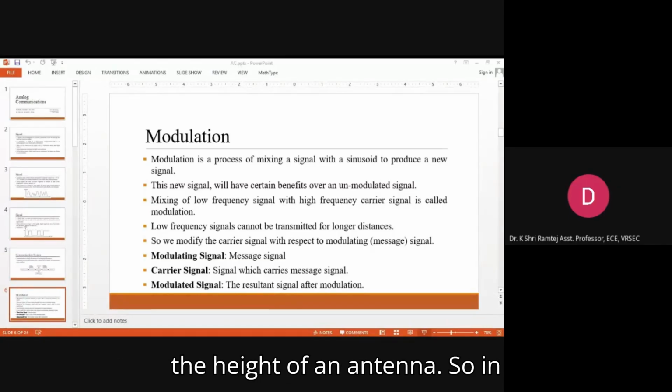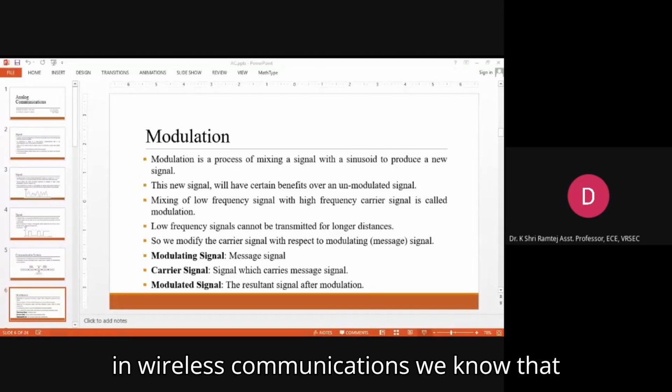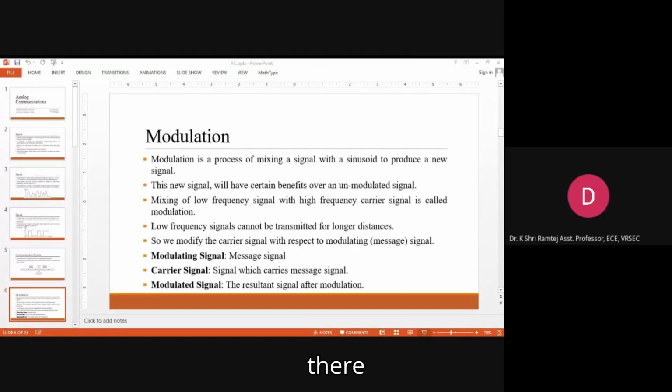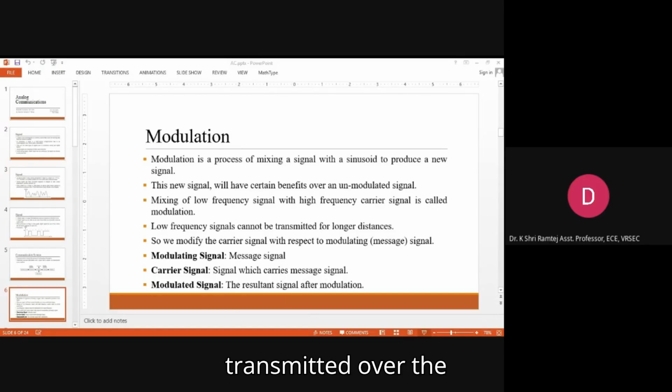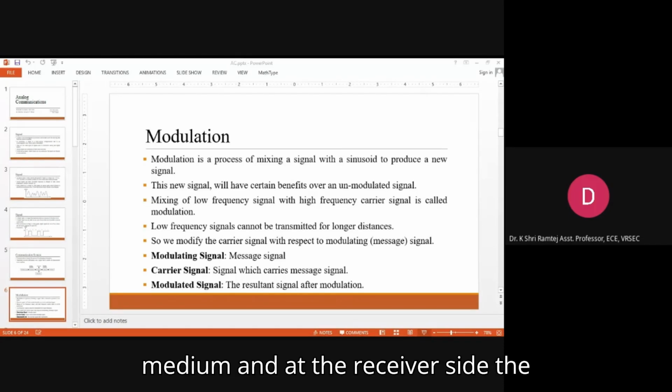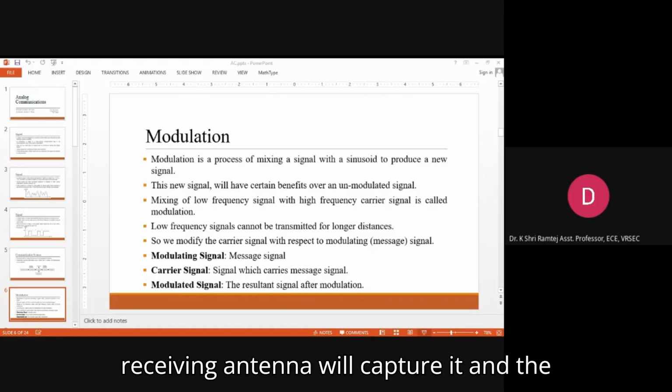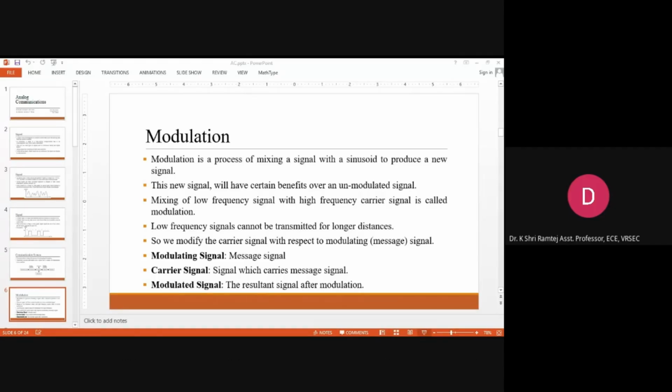height of an antenna. So in wireless communications, we know that there will be an antenna at the transmitting side and receiving side. So whenever we transmit a signal, it will be transmitted over the antenna and over the wireless medium, and at the receiver side, the receiving antenna will capture it and the data will be detected.